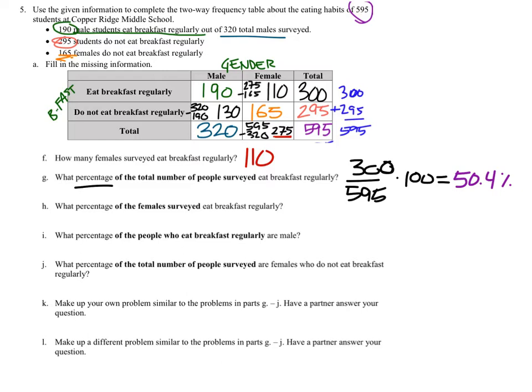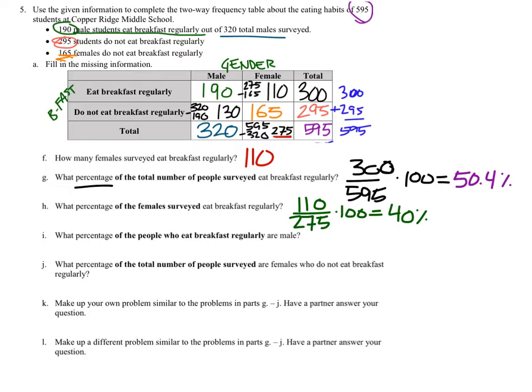Next up, what percentage of the females surveyed? So the female surveyed, there were 275 females. And how many of them eat breakfast regular? It says 110. So we'll multiply that by 100 to get the percentage as well. 40% of the female surveyed can eat breakfast regularly.